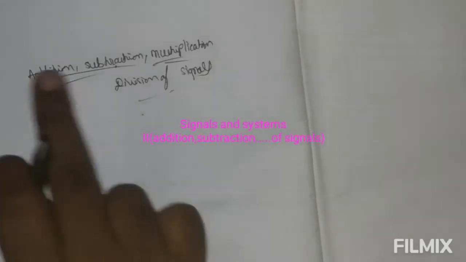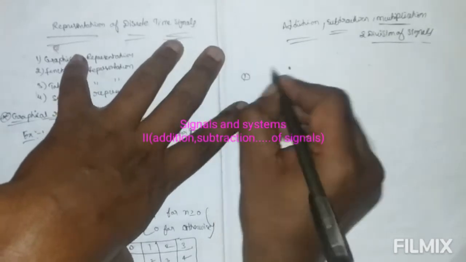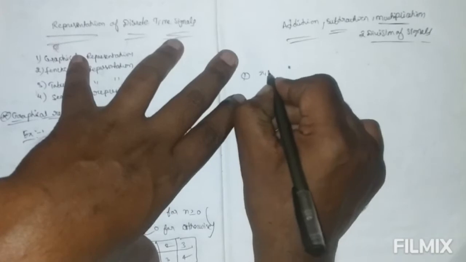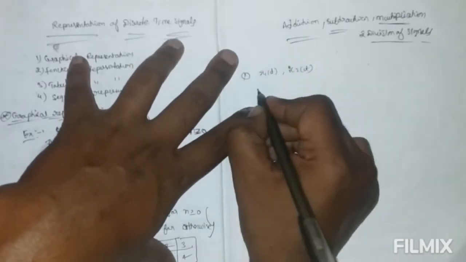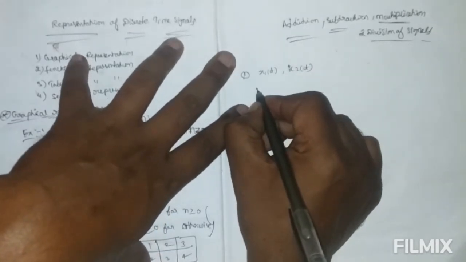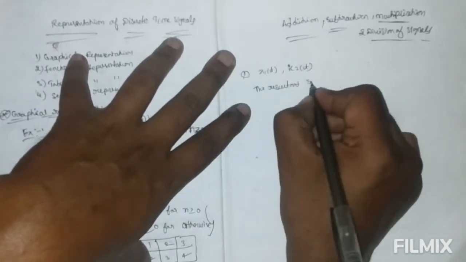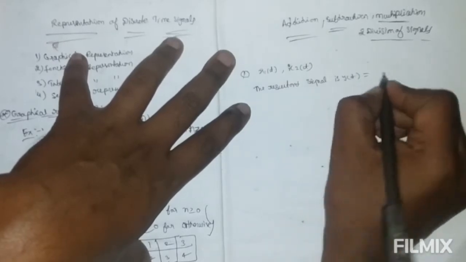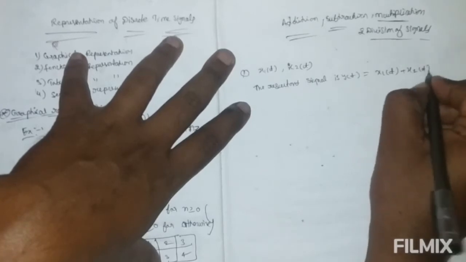Everybody, today's topic is addition, subtraction, multiplication and division of signals. Consider two continuous time signals x1 of t and x2 of t. These two signals are added and produce the resultant signal y of t equal to x1 of t plus x2 of t.